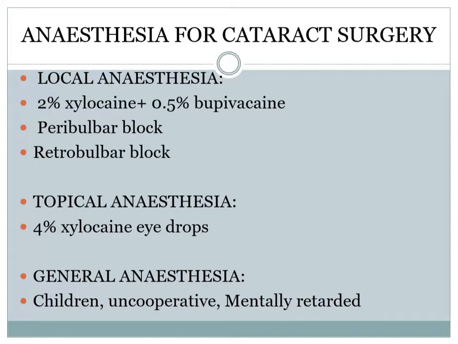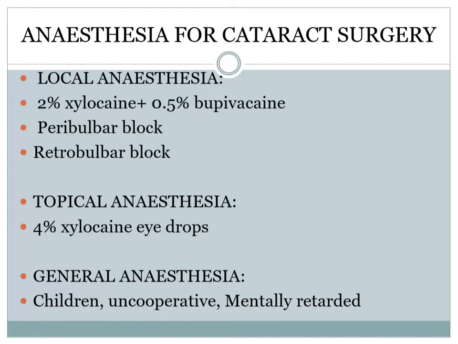2% xylocaine is used along with 0.5% bupivacaine. You mix a little adrenaline, 1 in 2 lakh dilution. You mix a very minute quantity, say half ml for 30 ml of xylocaine. Along with that you mix hyaluronidase. Hyaluronidase and your adrenaline are going to help in the spread of the anesthesia.